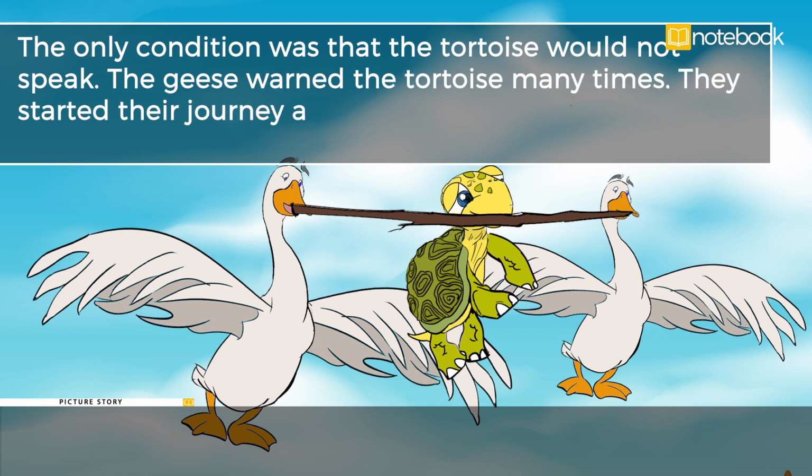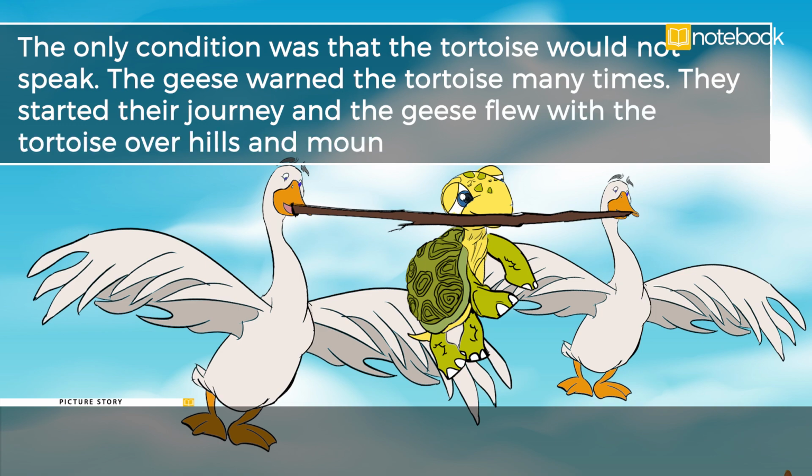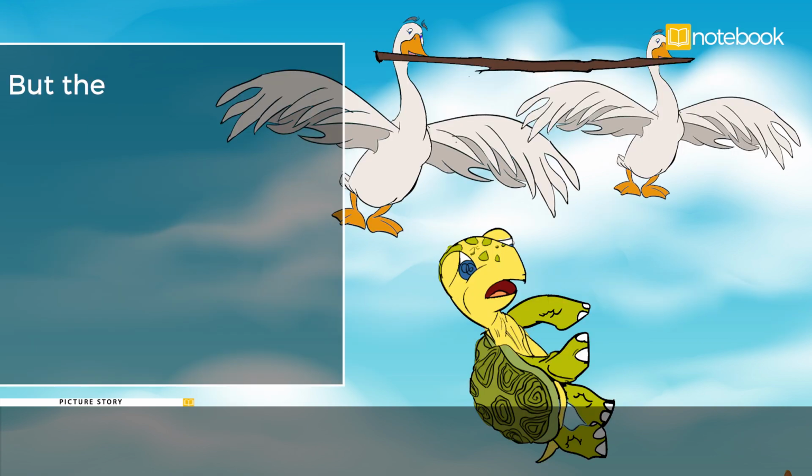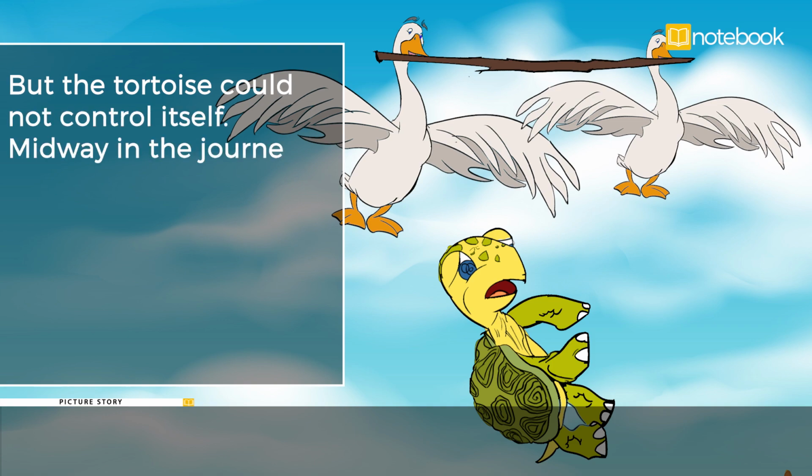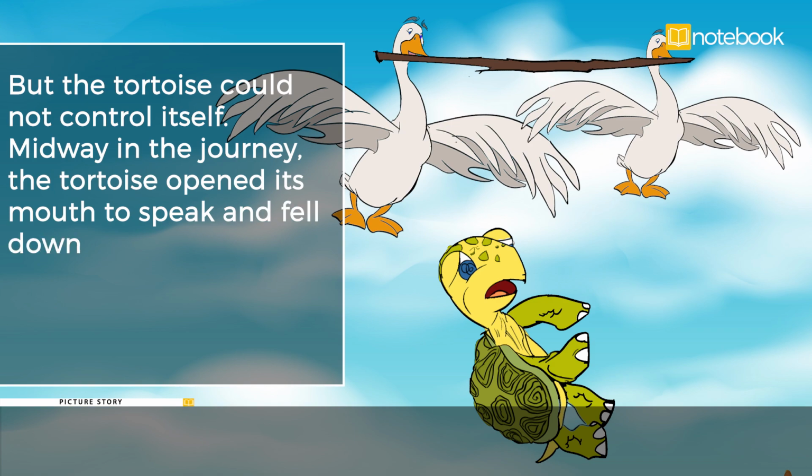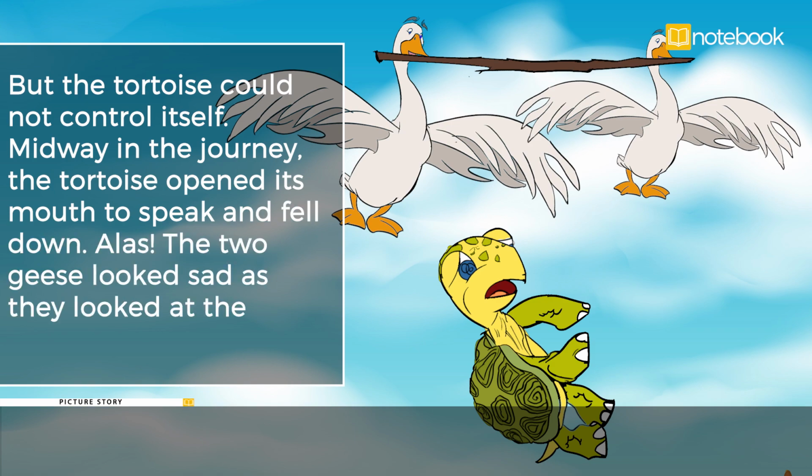They started their journey and the geese flew with the tortoise over hills and mountains. But the tortoise could not control itself. Midway in the journey, the tortoise opened its mouth to speak and fell down. Alas! The 2 geese looked sad as they looked at the falling tortoise.